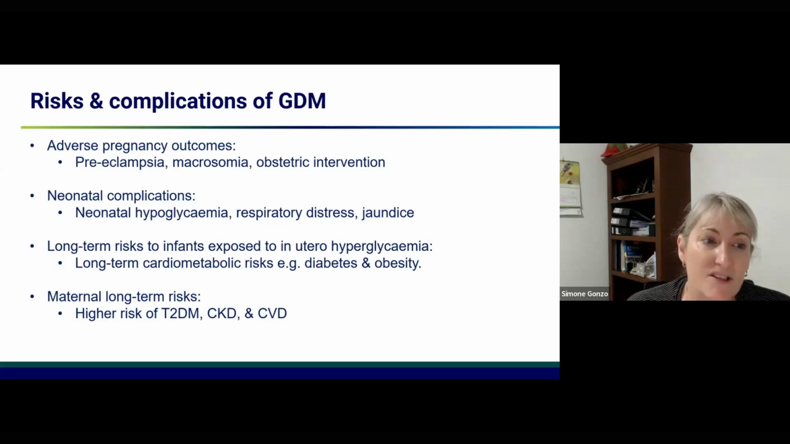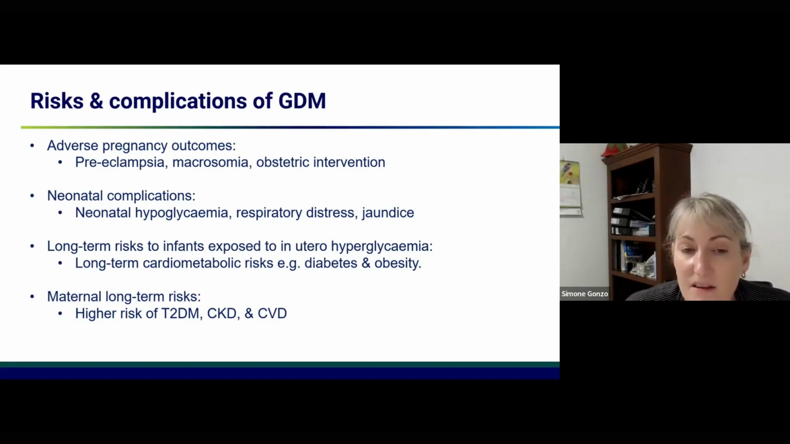So the adverse pregnancy outcomes, this just focuses on the actual pregnancy: preeclampsia, macrosomia, and an increase of obstetric interventions, so cesareans, forceps, things that need to be done during the pregnancy or during delivery. Neonatal complications, so this is while the infant is just delivered: neonatal hypoglycemia, respiratory distress, and jaundice. Then we also look at the long-term risks to the infants exposed to hyperglycemia in utero.